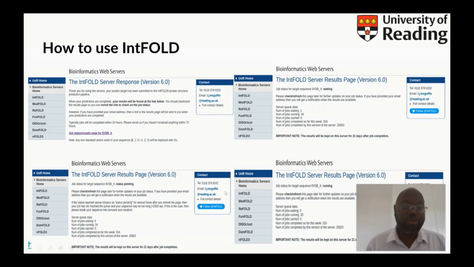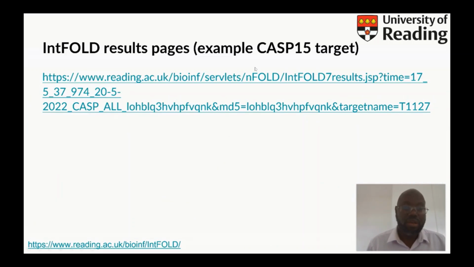These are screenshots representing different job statuses which the server provides to the user after submitting a target. The statuses include pending, waiting, and running. The queue data is also reported, and once your jobs are completed, you'll see the results page at the link. The following link provides an example of an output page, where it shows the top 5 predicted models.